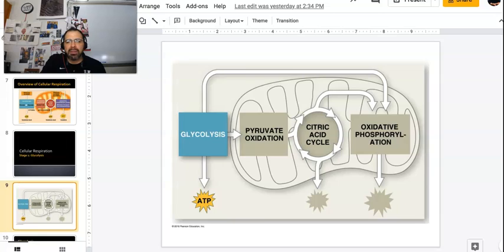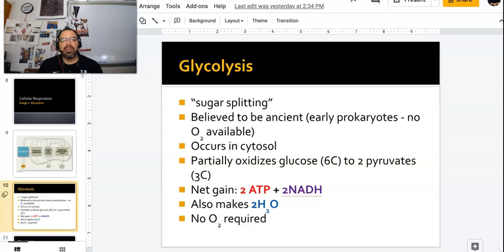Let's talk about glycolysis, producing a little bit of ATP. Literally, glycolysis means sugar splitting. I think death of glucose sounds more interesting, but it's believed to be ancient. This is important: it is a conserved process that all living things do. No oxygen was available, so our cells are also able to do glycolysis without oxygen. It occurs in the cytosol, and what it does is partially oxidize, there's that term again, glucose to 2 pyruvates. So you're taking a 6 carbon to a 3 carbon. You get 2 ATP and 2 NADH, you make some water, but there's no oxygen required.